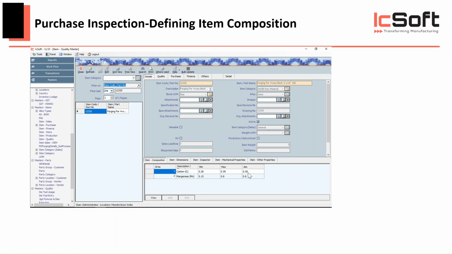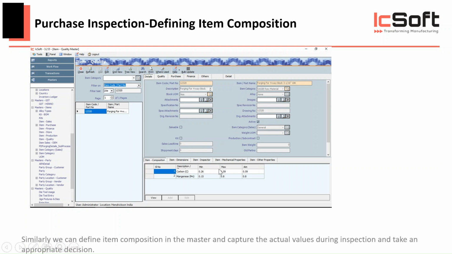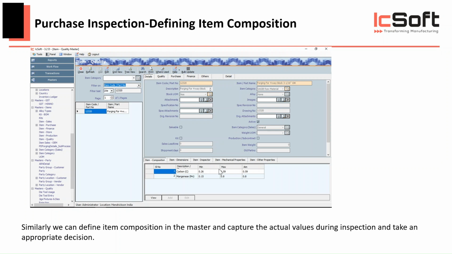So this is the definition which is created for each item, and so here we see the item name for which this definition has been created. So we can then capture the actual values during inspection, actual values of this composition, and take an appropriate decision whether to accept the item or whether to reject the item.